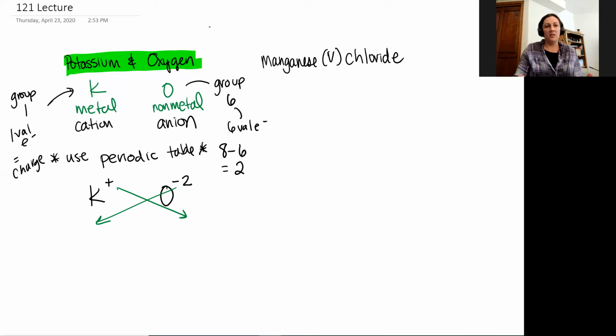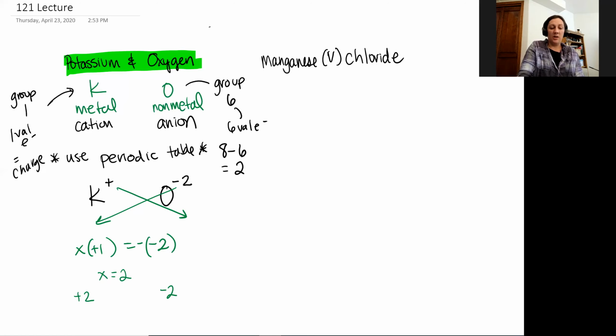The other way to do this is to compare my charges and determine which one I need more of to balance out my charges. I only have +1 for my potassium and I have -2 for my oxygen. So I'm going to want to multiply my +1 on potassium by X to equal the opposite of my -2 charge. In this case, X needs to be equal to 2 to balance out my charge, so that I'll have a +2 charge for my cations and a -2 charge for my anions.